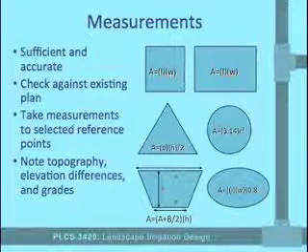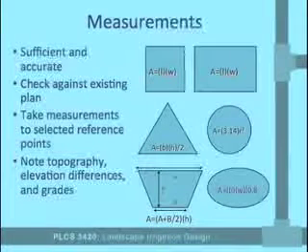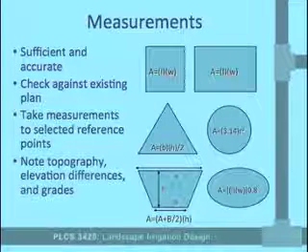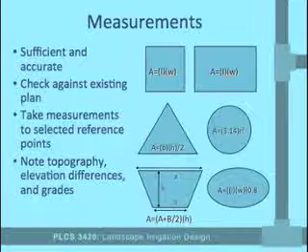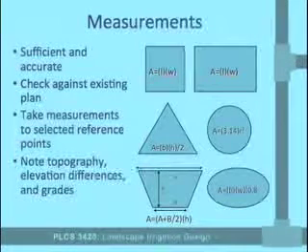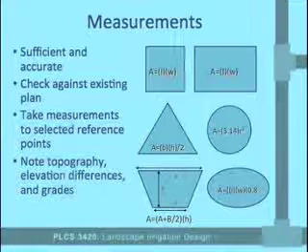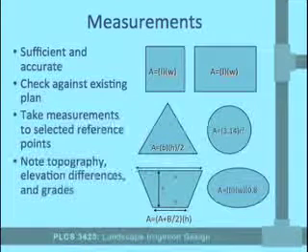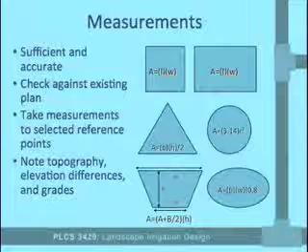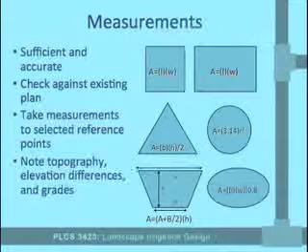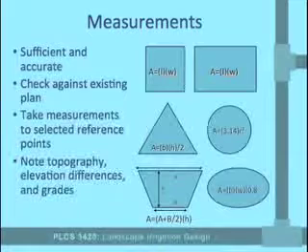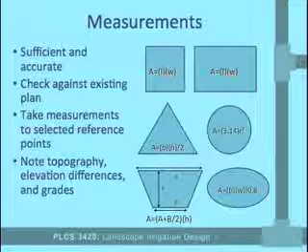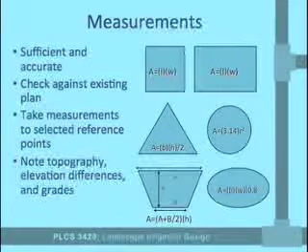One good rule of thumb is that you want to take measurements to selected reference points. So things in the landscape that aren't going to change, that's what you want to utilize. Maybe a corner of a structure, a large tree, things like that. You want to also note topography and elevation differences and grades, because those will be very important as you're designing irrigation because of how they affect hydraulics in the system.